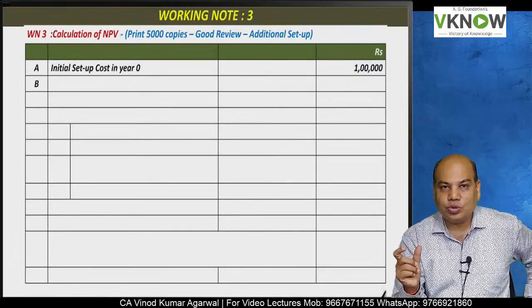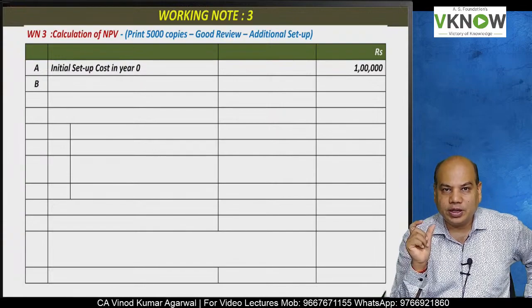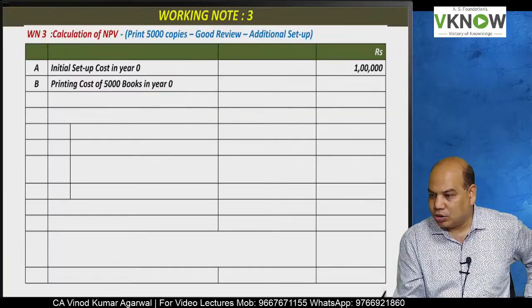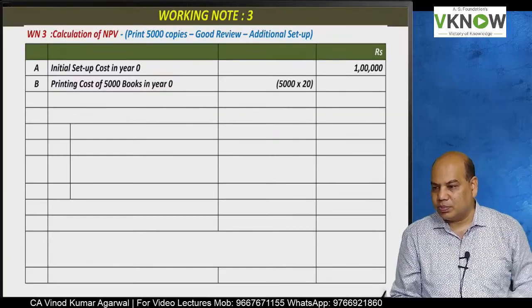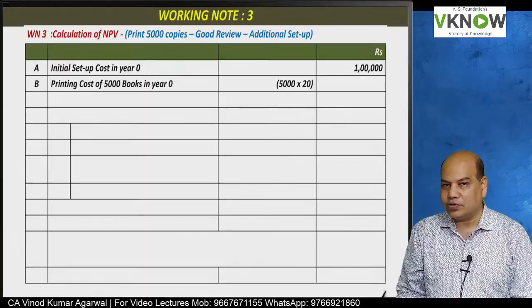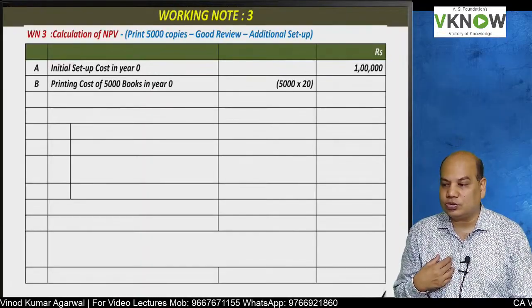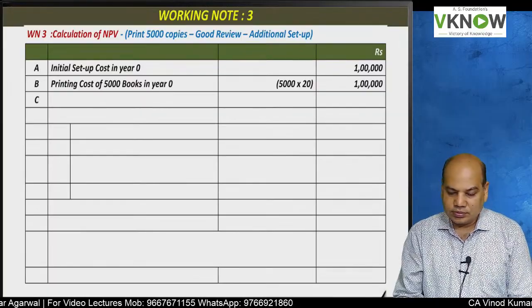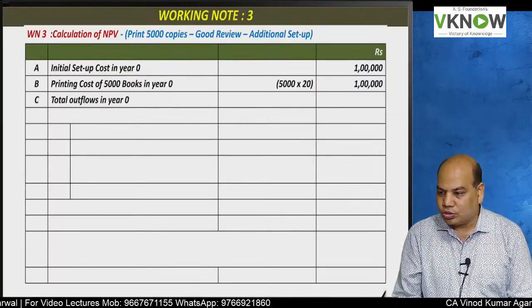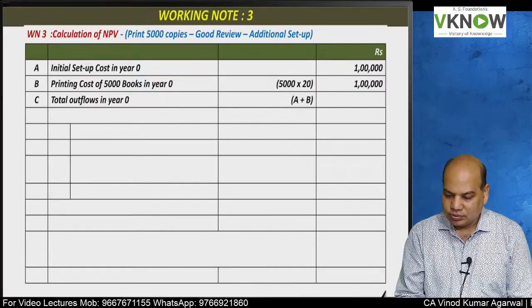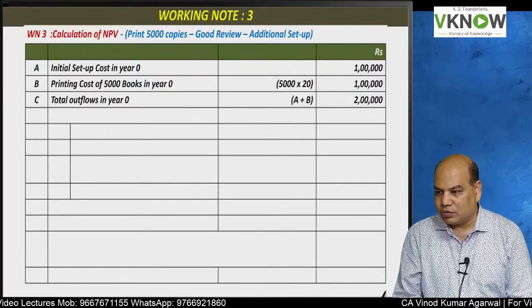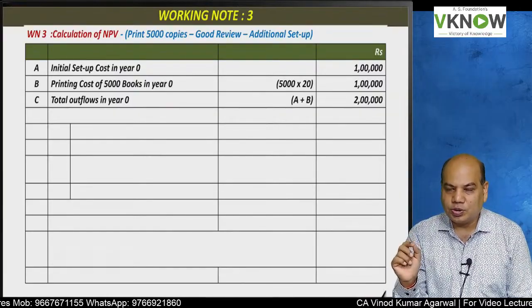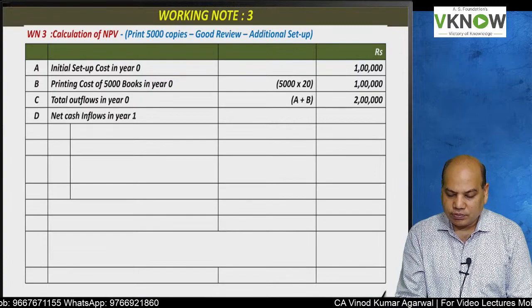First I am going to incur 1 lakh rupees for printing 5,000 books, initial setup cost, and my printing cost in year 0, printing cost of 5,000 books in year 0. First I am going to print 5,000 books only. I don't want to take risk. It is 1 lakh. Point number C, total outflow in year 0. Total outflow in year 0 will be 2 lakh. So in year 0, I will incur 2 lakh rupees and I will print 5,000 copies.